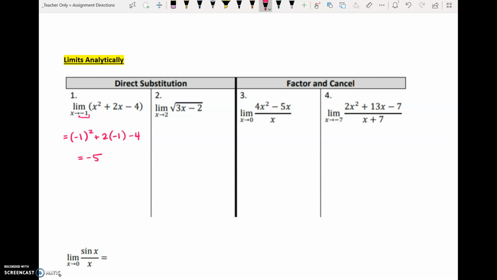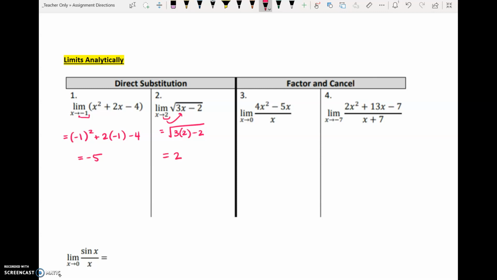And number 2, same thing. Substitute 2 in for x, and we get 3 times 2 minus 2. And when we evaluate that, we get the square root of 4, which is 2.